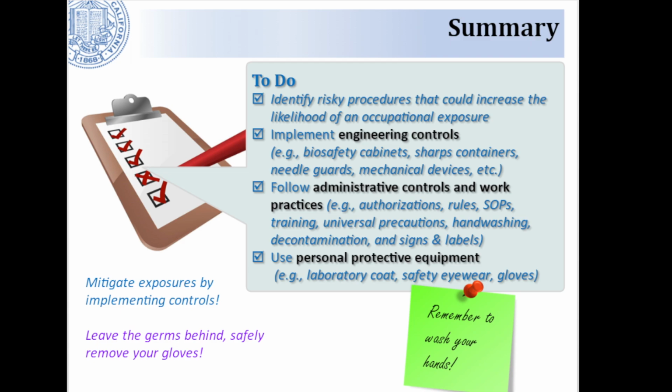In summary, identify risky operations that could result in a potentially occupational exposure. Then implement controls to eliminate or mitigate potential exposures. This includes using administrative controls, work practices, and personal protective equipment. When finished with your work, safely remove your gloves and thoroughly wash your hands.